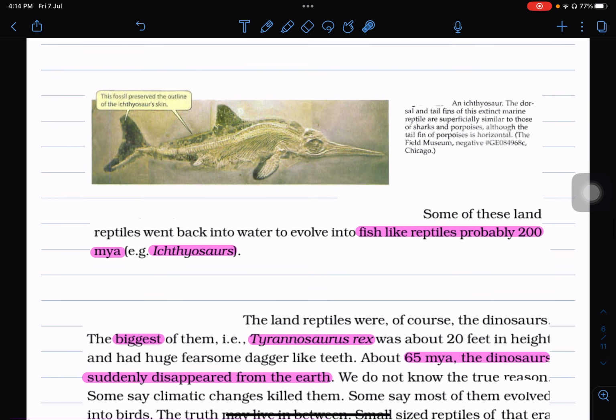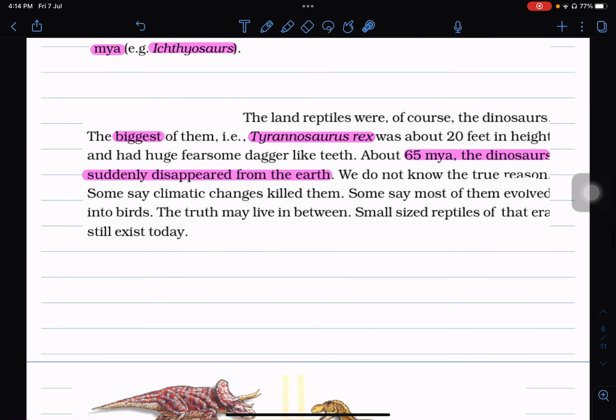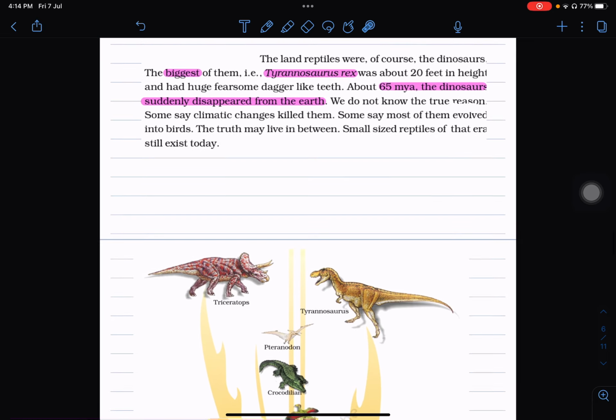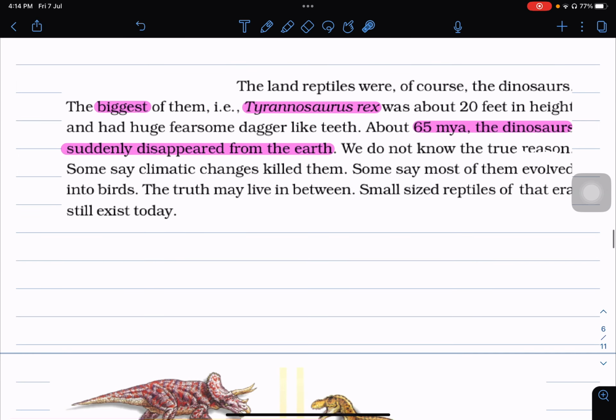In the meantime, some of the land reptiles went back into water. Some land reptiles migrated back to water and evolved into fish-like reptilians, which happened probably around 200 million years ago. Ichthyosaurus, you can see a kind of fossil of Ichthyosaurus. Ichthyosaurs are an example of such reptilians which went back to the water from land to become aquatic fish-like reptilians around 200 million years ago. And when we discuss reptilians, we cannot ignore the great land reptilians, the dinosaurs.